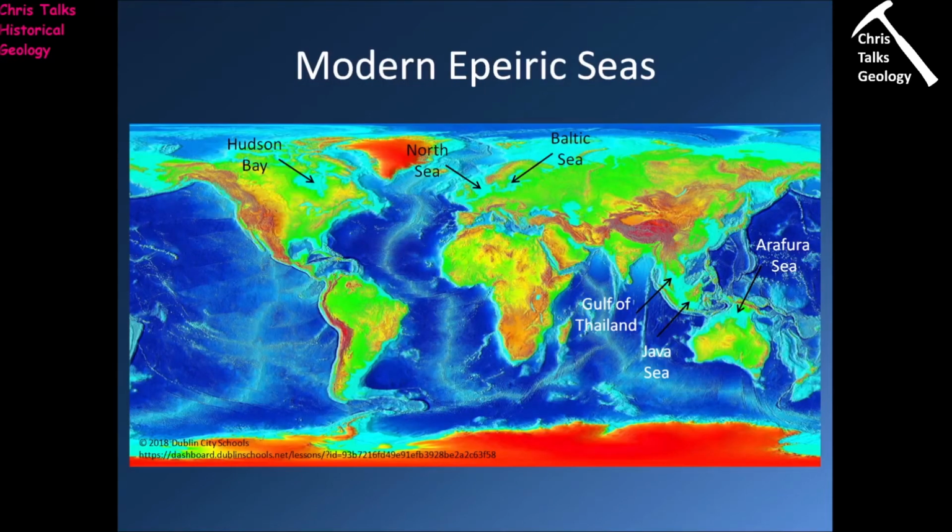So in terms of modern Epeiric seas, there are several examples. In North America, the most obvious example is the Hudson Bay. In Europe, there's the North Sea and the Baltic Sea. In Southeast Asia, the Gulf of Thailand and the Java Sea are good examples as well.